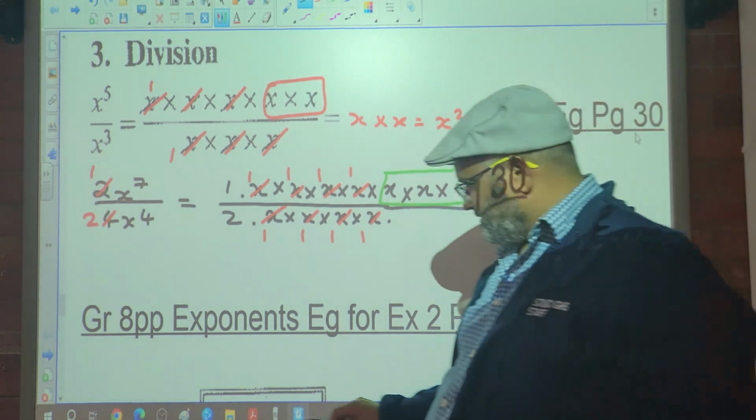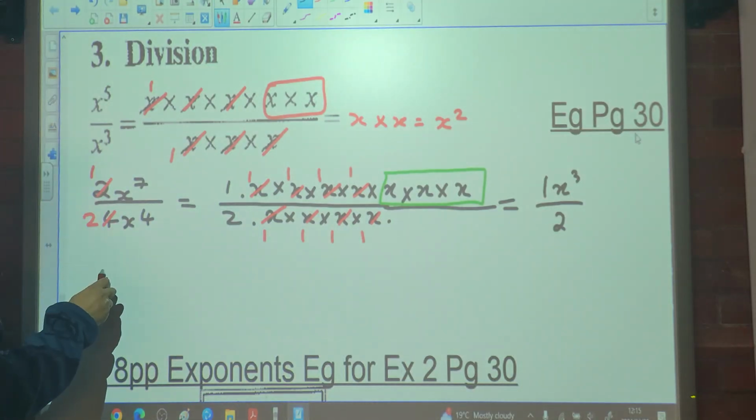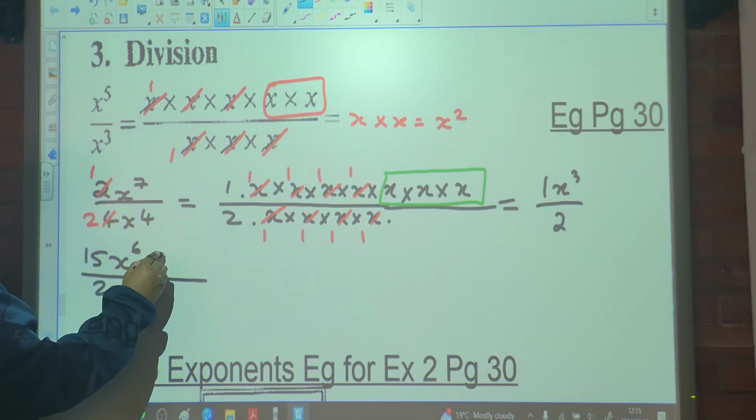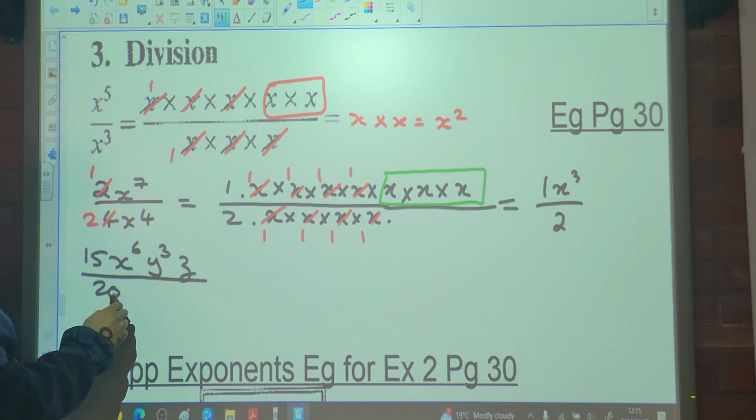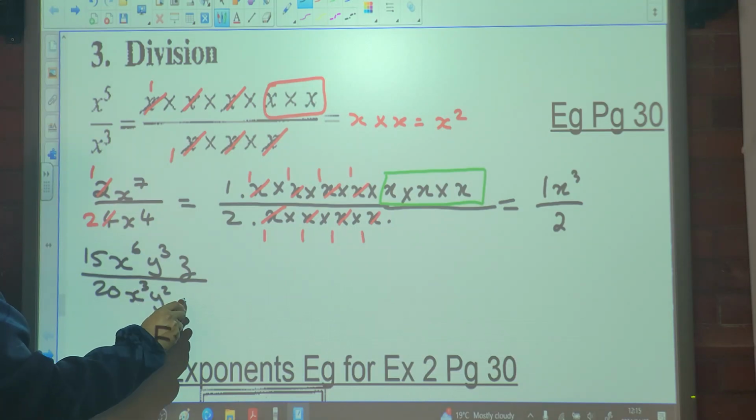Okay. Give another example as the last one now, and then we're going to look at the rule. Okay. What have you got? 15 over 20, x to the 6 y to the 3 z, over x to the 3 y squared z.